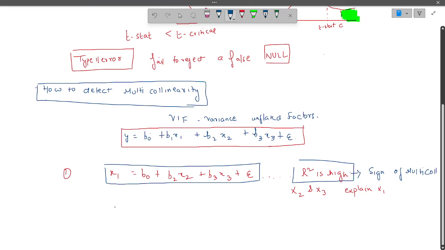Now what you can do is, with this R square, we calculate the VIF for x1. VIF stands for variance inflation factor. How do you calculate this? 1 by 1 minus R square of x1, right? So guys, if R square of x1 is high, my denominator is going to be lower. If R square is higher, the denominator is going to be lower, and the VIF for x1 is going to be higher, right? Please understand this.